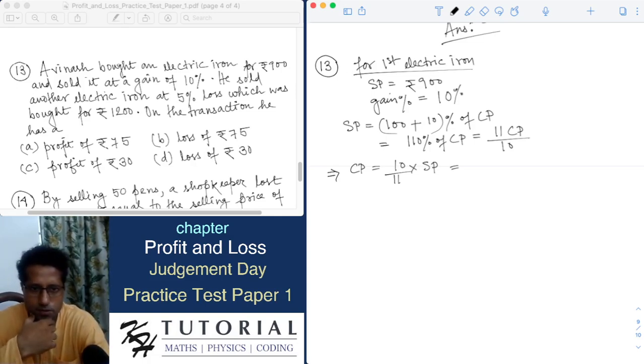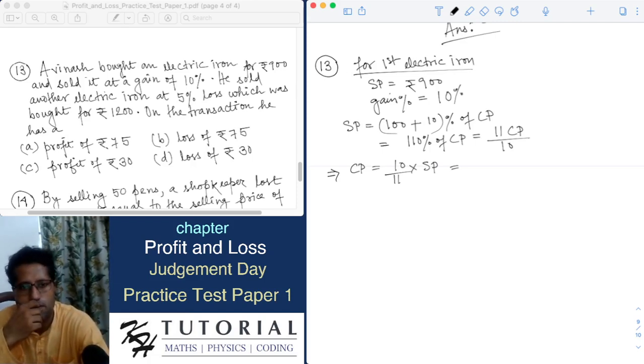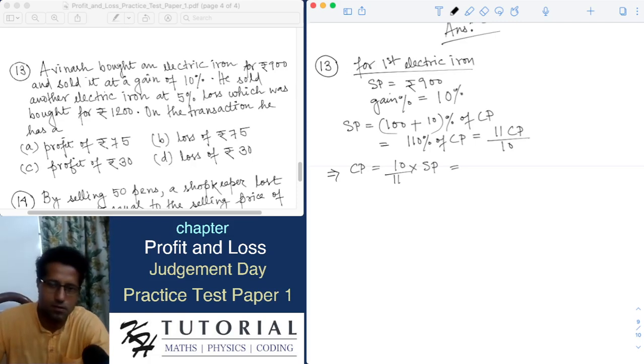Since in the choices the profit and loss is given in terms of rupees, not percentages, we have to find the actual profit from the first electric iron and the actual loss from the another electric iron, and then we will have to see from both the profit and loss what is the final loss or gain. Avinash bought an electric iron for rupees. Oh, sorry, this is not SP.